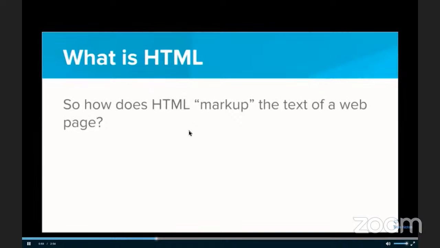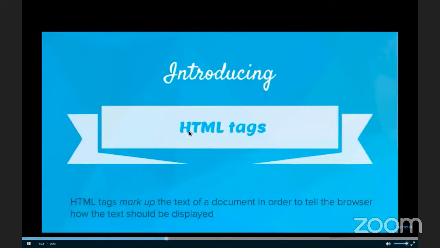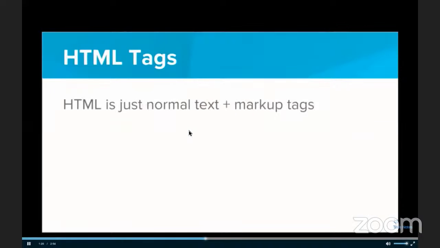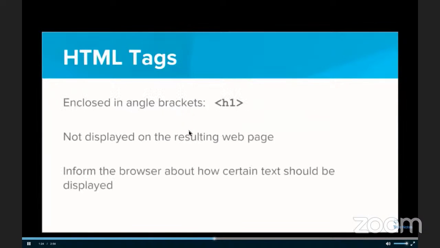How exactly does HTML mark up the text of a web page? Introducing HTML tags. HTML tags mark up the text of a document in order to tell the browser how that text should be displayed. HTML is made up of several tags that can decorate or mark up the standard text of a document. At the core of it, HTML is really just normal text plus these markup tags.